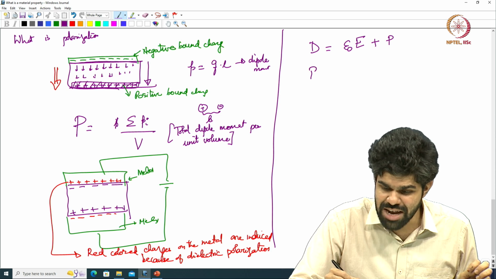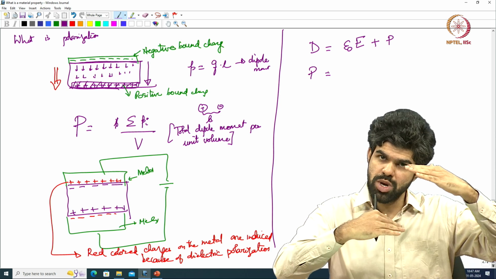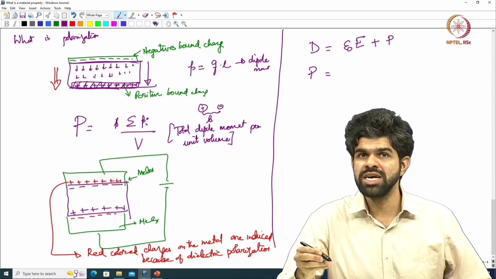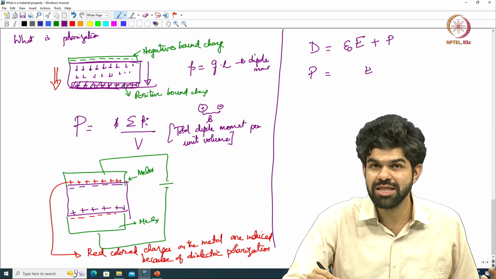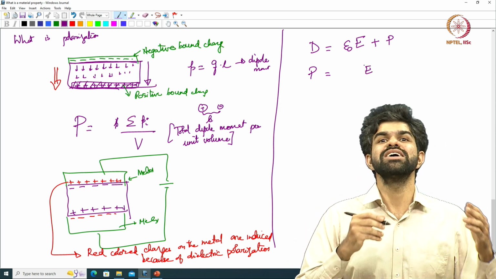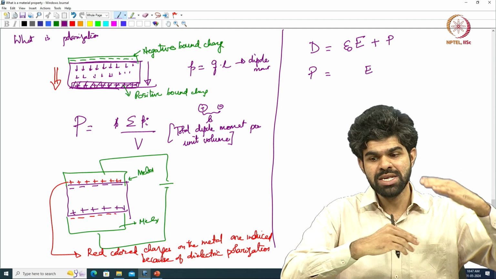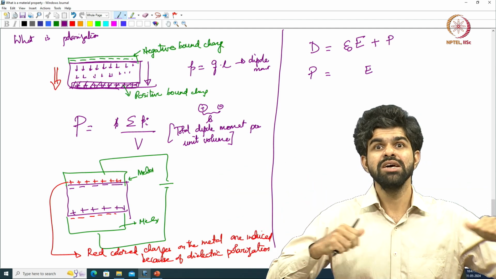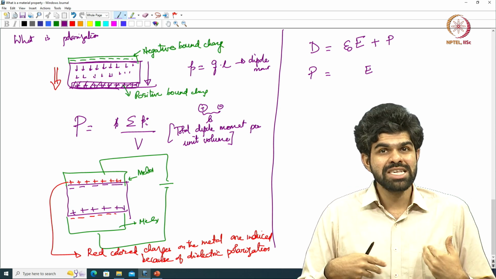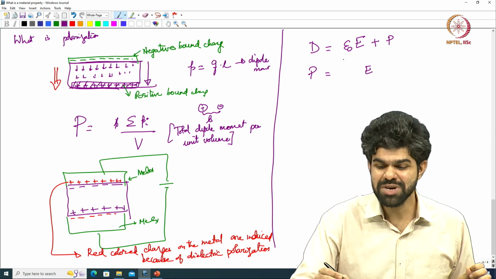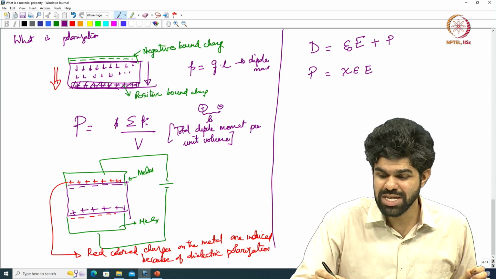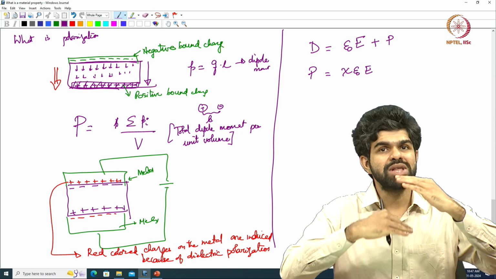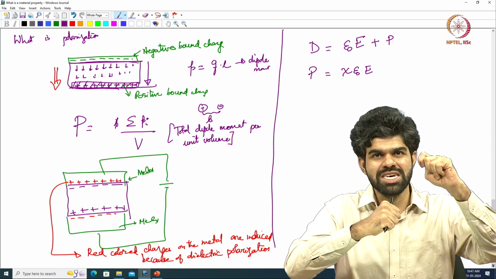Now this P itself, which is how much the material has polarized, again has a cause and effect relation. I apply an electric field and the material polarizes. How much the material polarizes depends on how much electric field I apply. That is the cause, this is the effect, but it also depends on an intrinsic material property, and that property is nothing but susceptibility. How susceptible is the material to getting polarized, or separating its charges.